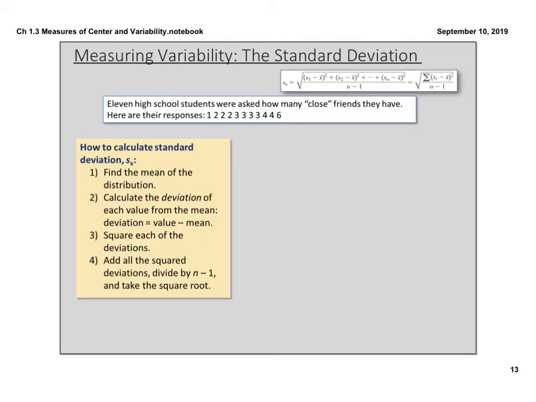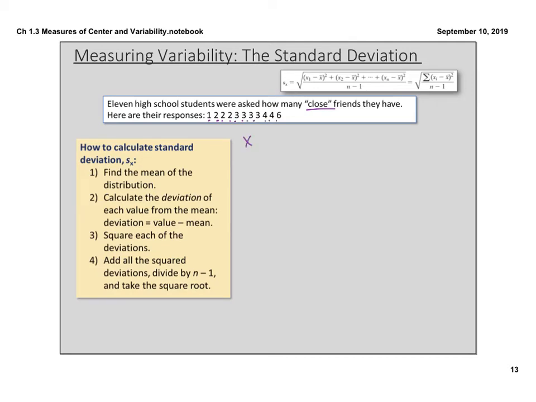Grab your calculator if you have not done so already, but we're going to go ahead and find the standard deviation here by hand. So I've got 11 high school students who were asked how many close friends they have. Here are their responses: 1, 2, 2, 2, 3, 3, 3, 3, 4, 4, and 6.